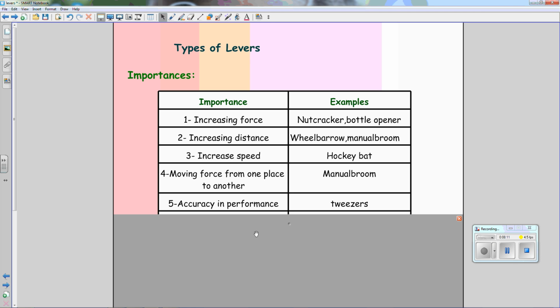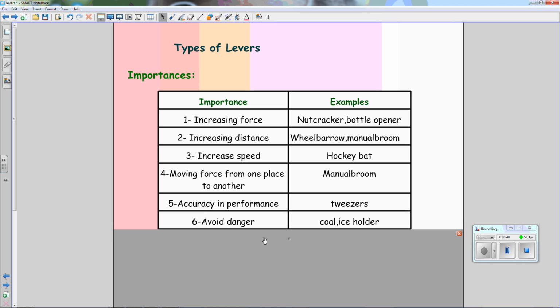Accuracy in performance. The doctors and watchmakers need to pick up small things. So what do they use? They will use tweezers. They use tweezers to pick some very small screws or things. So tweezers are used in accuracy in performance to pick up small things.